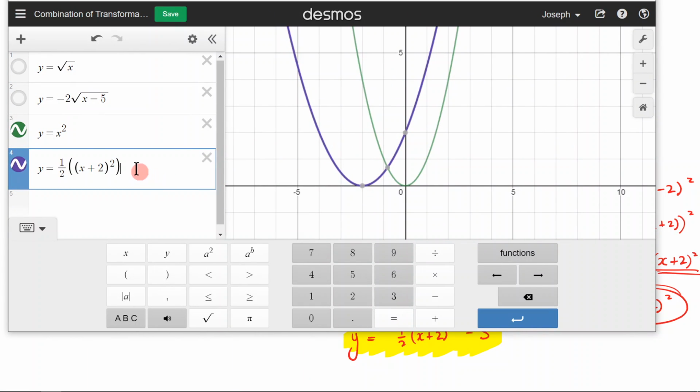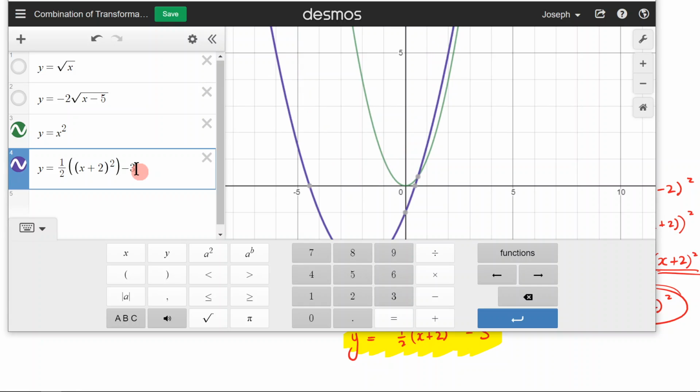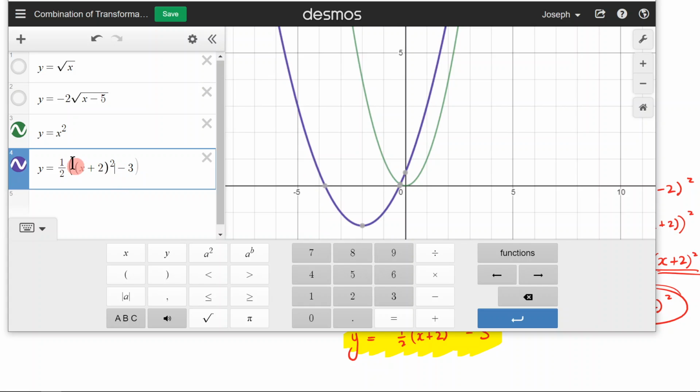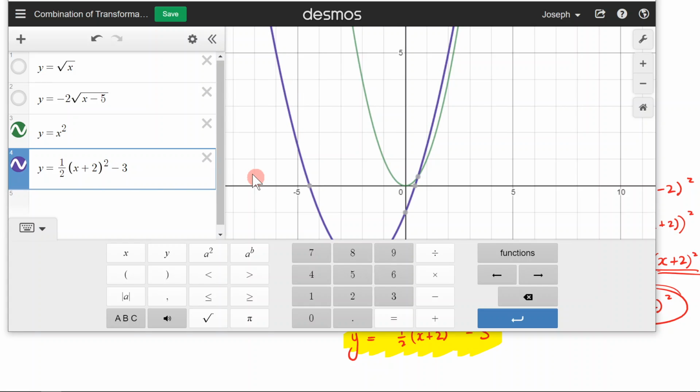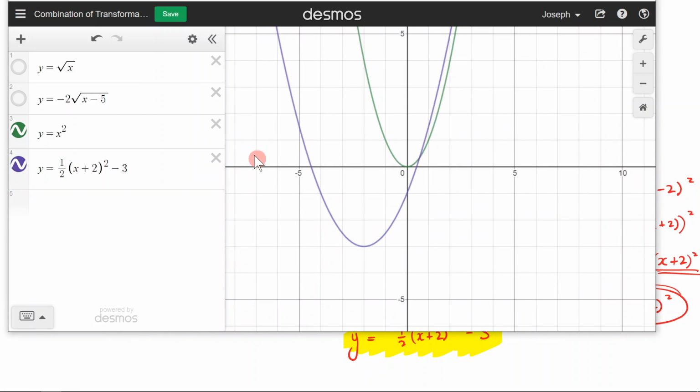And then the last thing we had was 3 units in the negative y direction, which is just minus 3. And then I actually don't need these brackets here. That is going to be my answer. So as you can see, I have dilated a half from the x-axis. I have reflected in the y-axis, which did nothing. I then moved it 2 left and 2 down. And that's exactly what we got here.